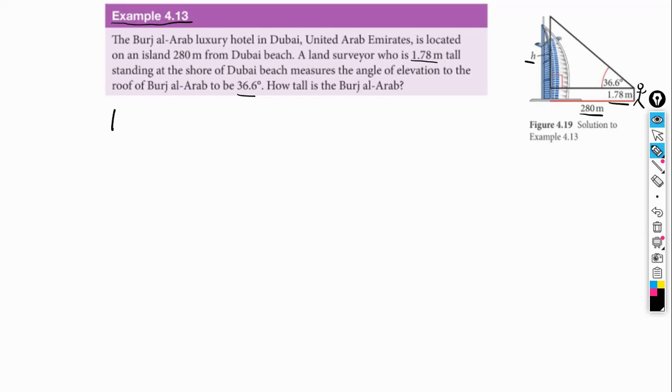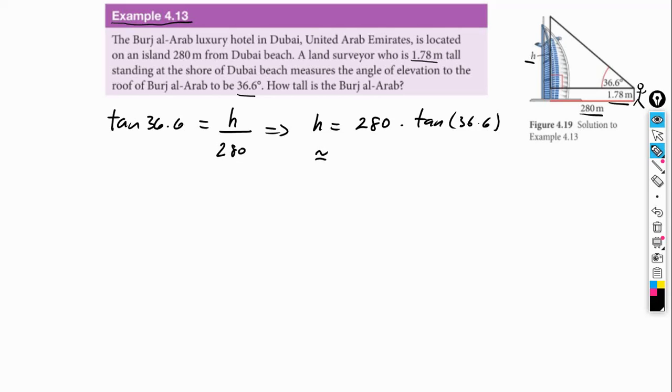So tangent of 36.6 is equal to h, opposite, over adjacent, 280. So again, this implies that h is equal to 280 times the tangent of 36.6. And this is going to give us approximately 208 meters. So adding the height of the land surveyor would now give a real total height of about 210 meters.